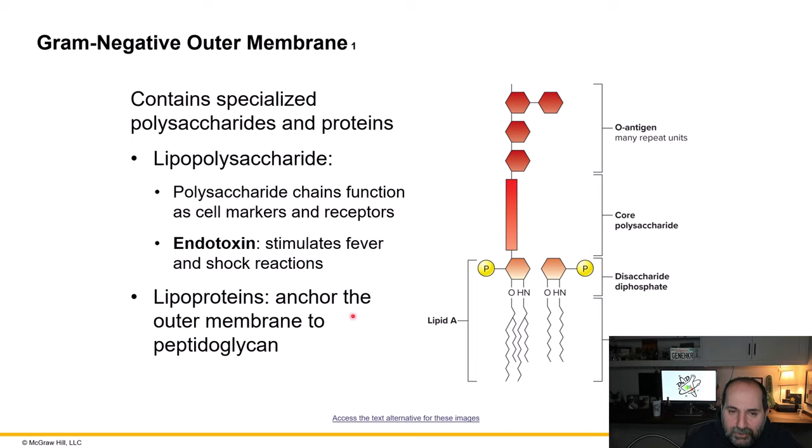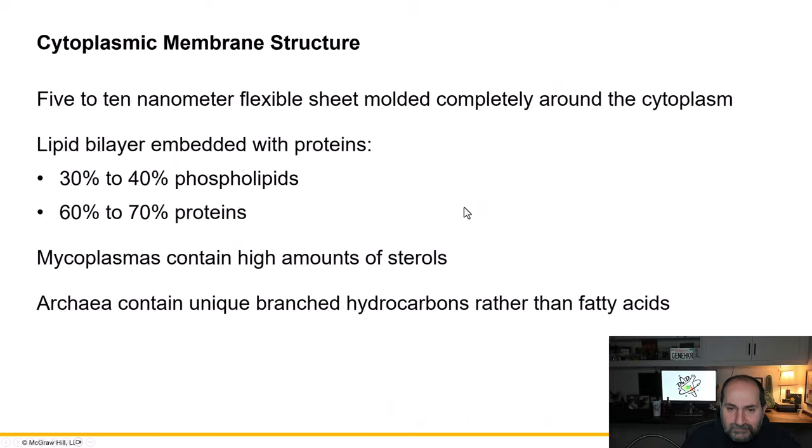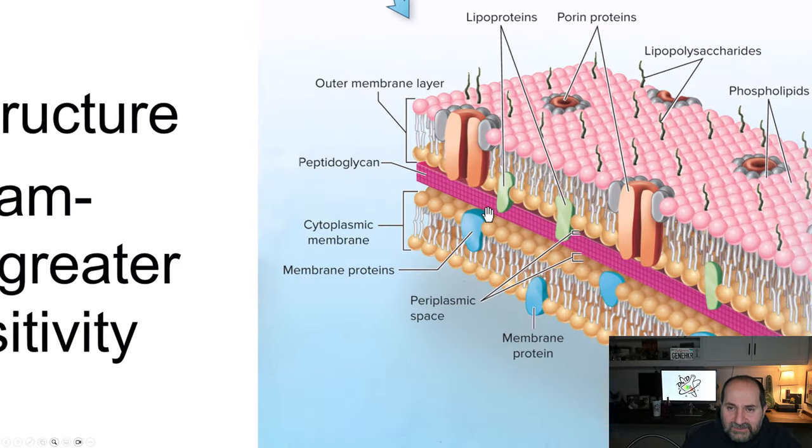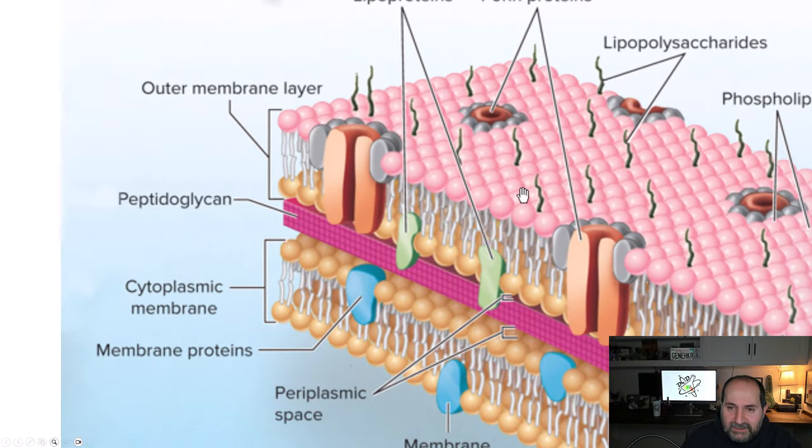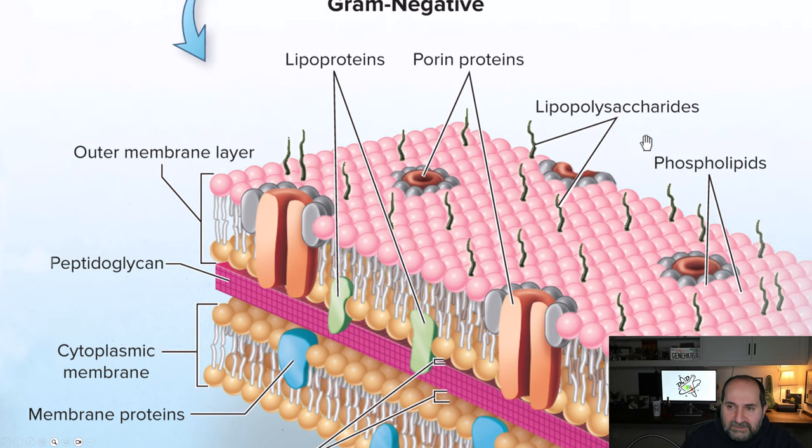Lipid A is a portion of that LPS, which exists in the outer part of the outer membrane of gram-negative cells. So again, when we look at these gram-negative cells and we look at this pink layer here with these tails, that's LPS. And the lipid portion of that is toxic to you and me.